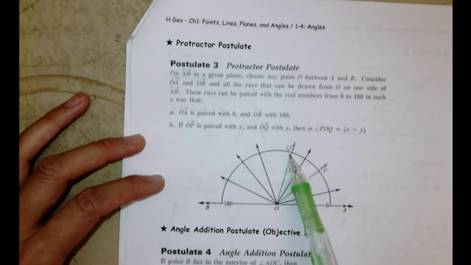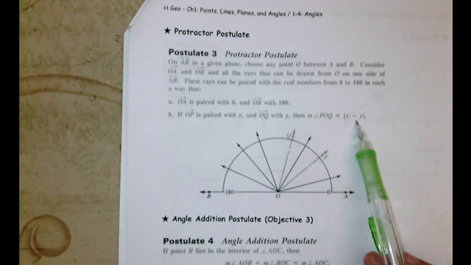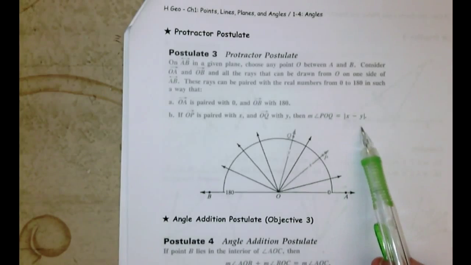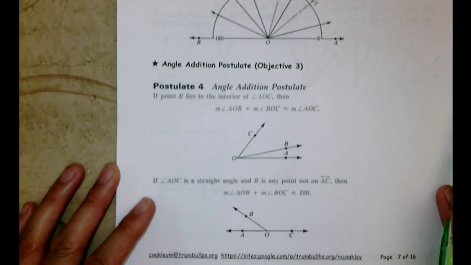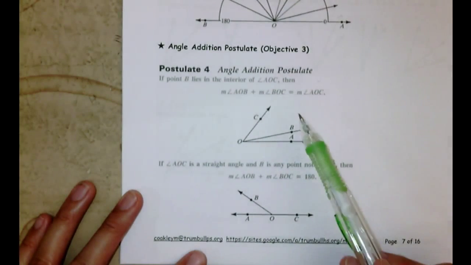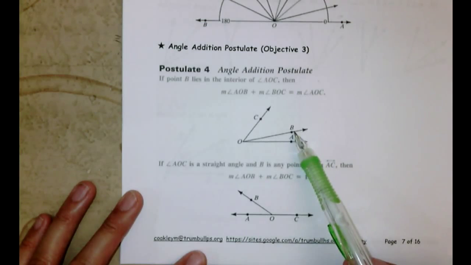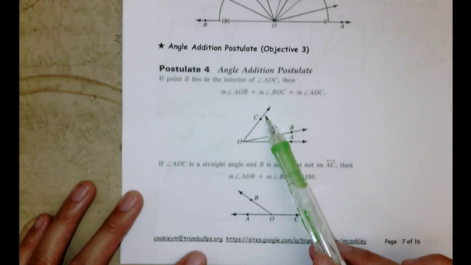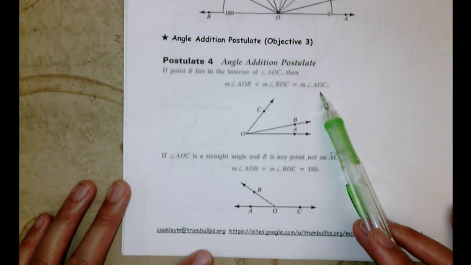Okay, so you can assign a numerical value to any angle, just like the ruler postulate. And also you can subtract to get the absolute value, just like the distance. And here is the angle addition postulate. So the measure of angle AOB plus the measure of angle BOC is the measure of angle AOC. Okay, so we can't prove this, we just accept it as truth.